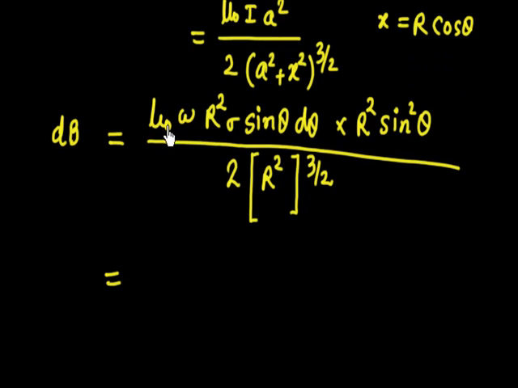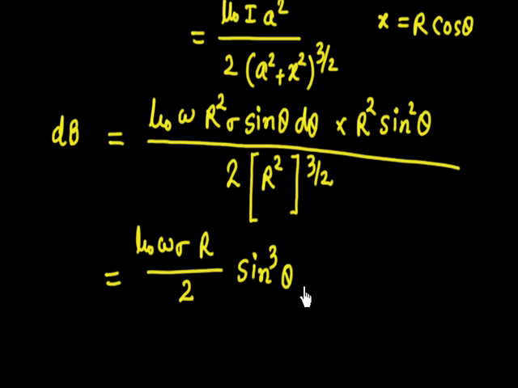So we will have mu naught omega sigma, let us take this constant to one side, and r squared times r, but in the denominator we will have r cubed, so we will have simply r, divided by 2, and then sine cubed theta d theta. I have to integrate this thing only, to get the total B. If I integrate both sides, what will be the limits? This is 0 to B, and here I have to integrate 0 to pi.